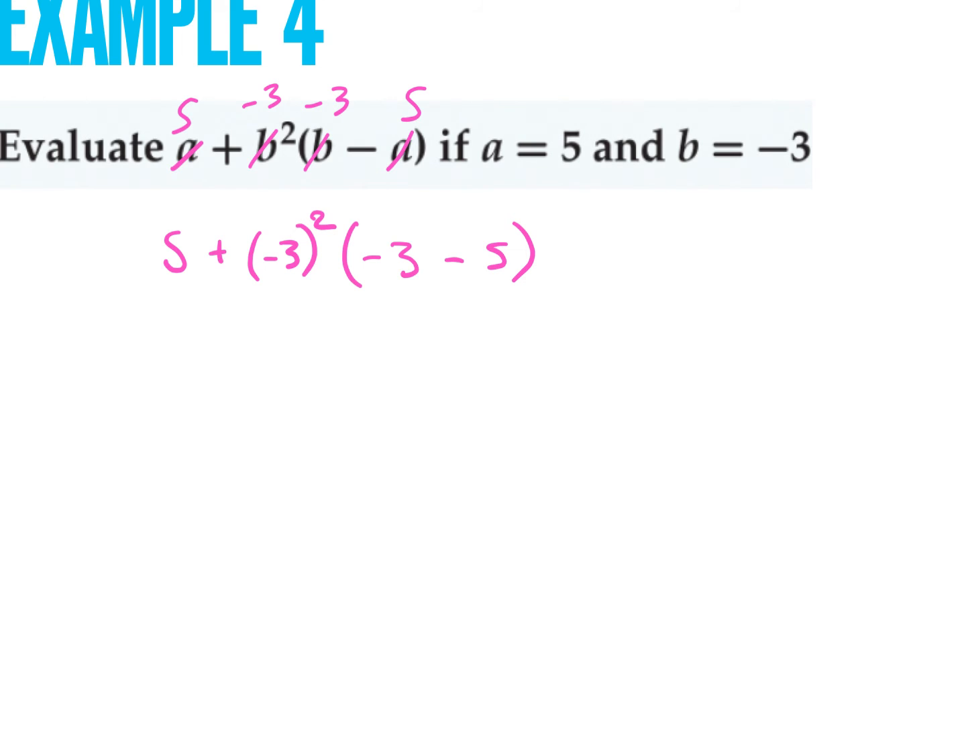All right, what should I do first here? Parentheses. So I'm going to do negative 3 minus 5. What's negative 3 minus 5? Awesome, negative 8. So I have 5 plus negative 3 squared times negative 8. What should I do next?